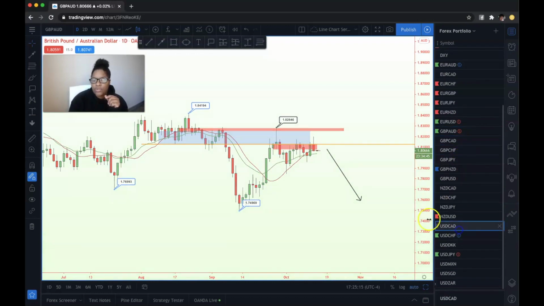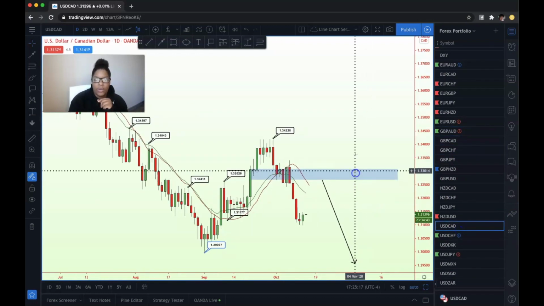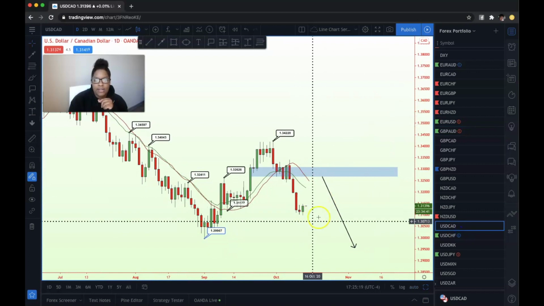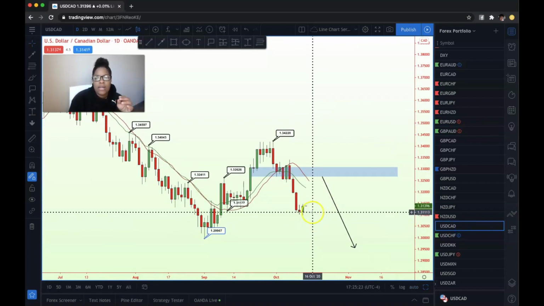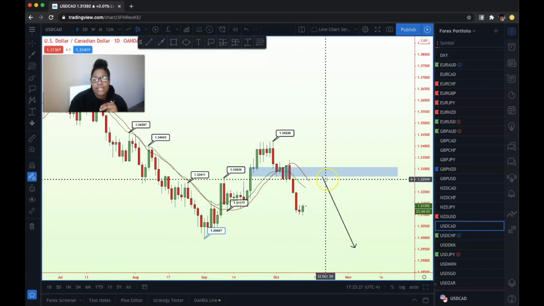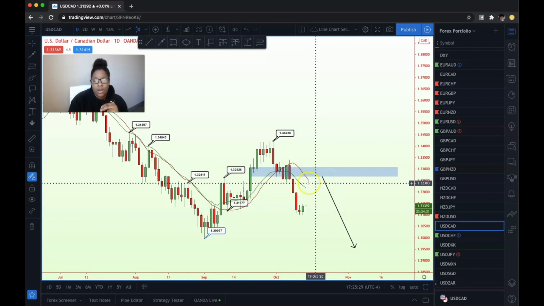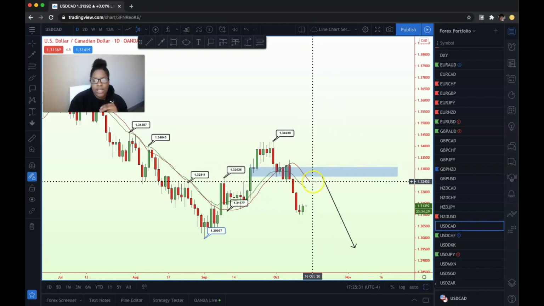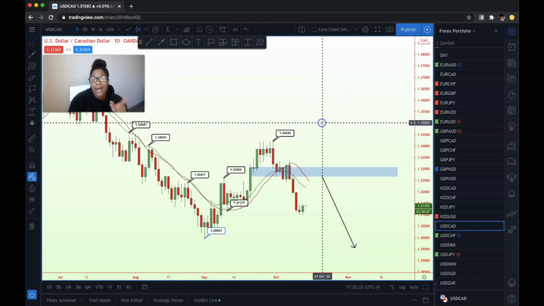Let's go over to USD CAD really quick. Okay. So USD CAD, there's not much going on. I like to say that it's in no man's land right now. I'm not really messing with USD CAD right now, but I would like to see it push up probably into this zone here and then maybe continue down, but I don't know.